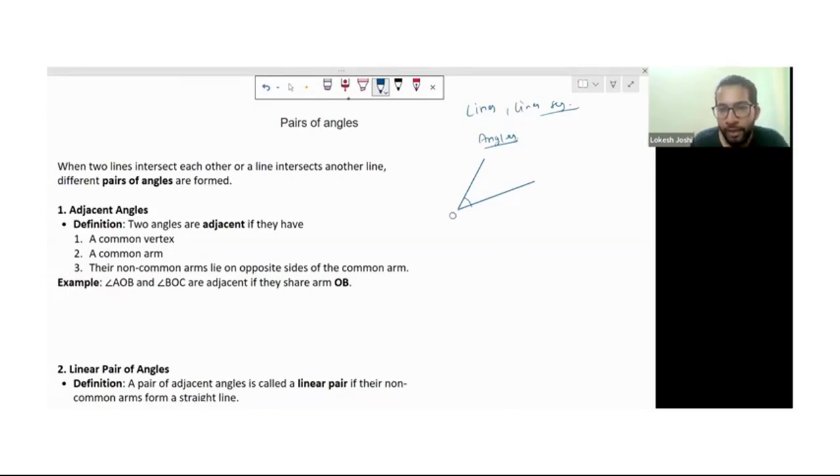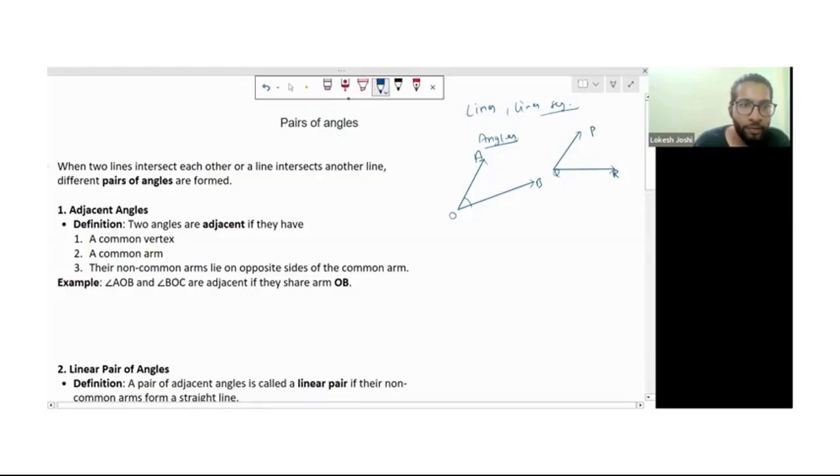But if we have any two angles, suppose this one is AOB and another one is PQR, then with these two angles, for different types, we have some relations. And we can say that there are pairs of angles. They are of many types, and we can do all of them one by one.